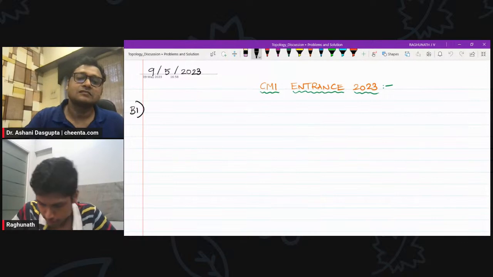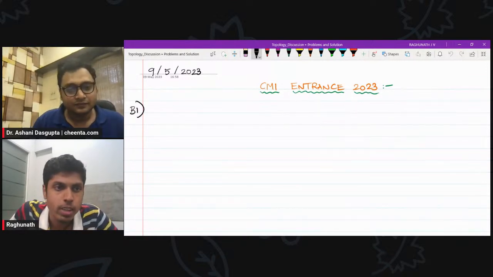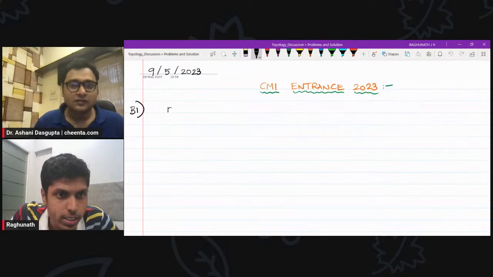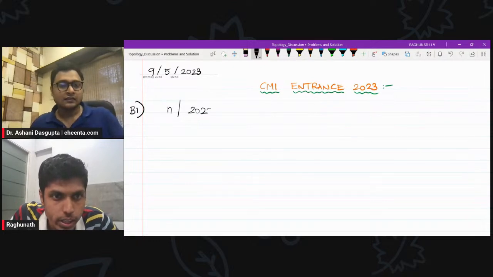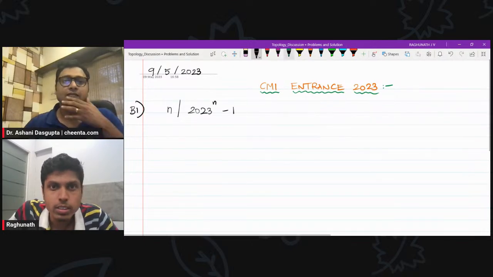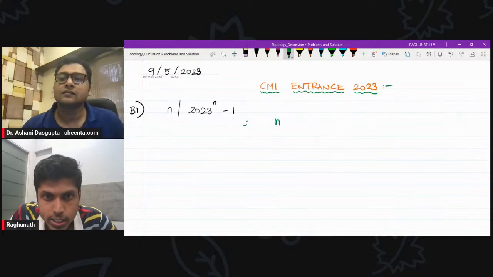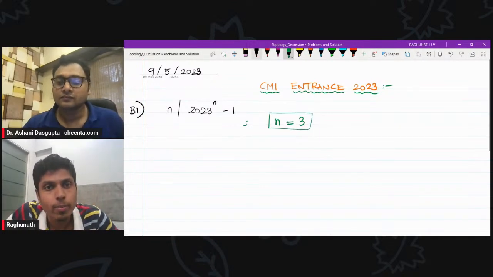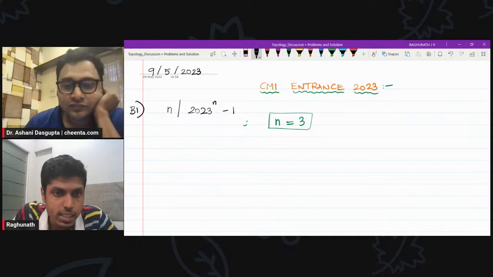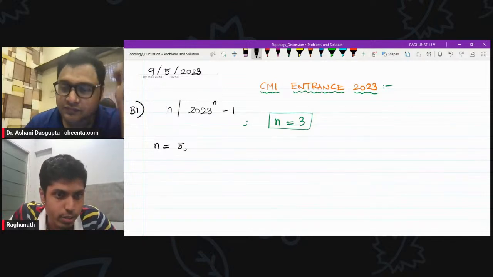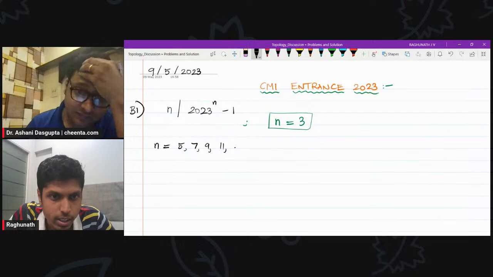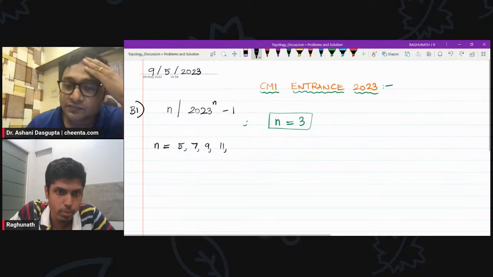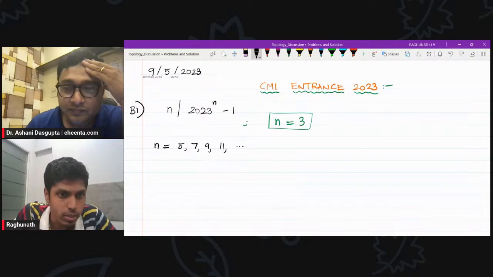So let us continue our discussion with proving the smallest odd integer n greater than 1 such that n divides 2023 power n minus 1. Oshani sir has proved that n equal to 3 works. This is a very small number, so this lets us go to the further odd numbers, that is 5, 7, 9, 11, and check whether the divisibility works for these numbers.